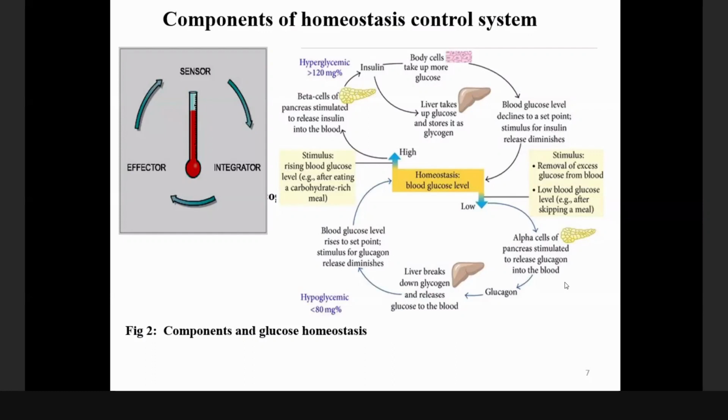So if there is change, a command is made. Command is made at the level of the integrator, and that command gets to the effectors. Effectors are structures in the body where appropriate responses are made.